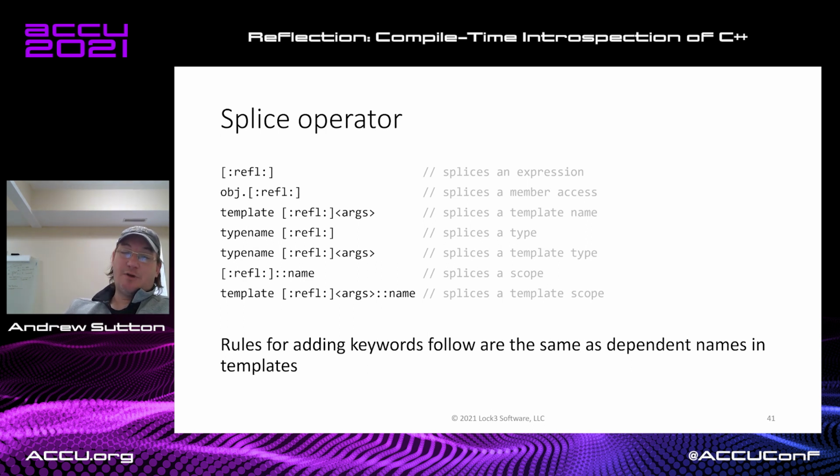And the specific rules for adding keywords are essentially the same as where you would require them inside of templates. The reason for that is that inside of templates, splices are in fact dependent expressions, because you don't necessarily know what the reflection value is that you're going to splice in the program. So we need to give the compiler a hint to figure that out.